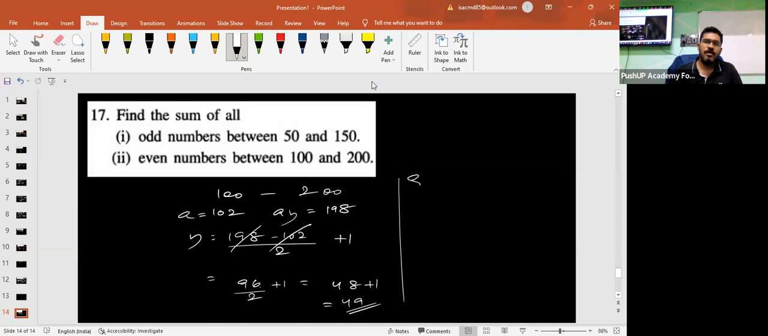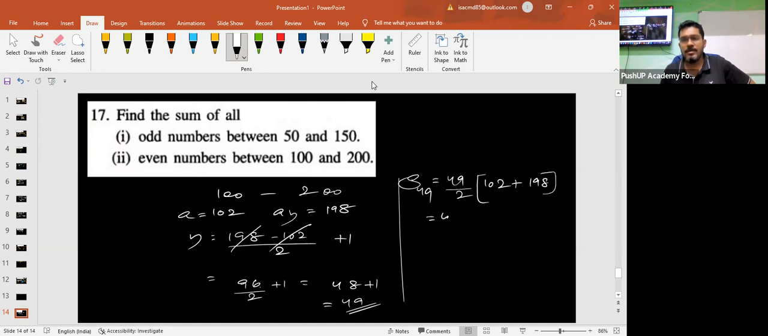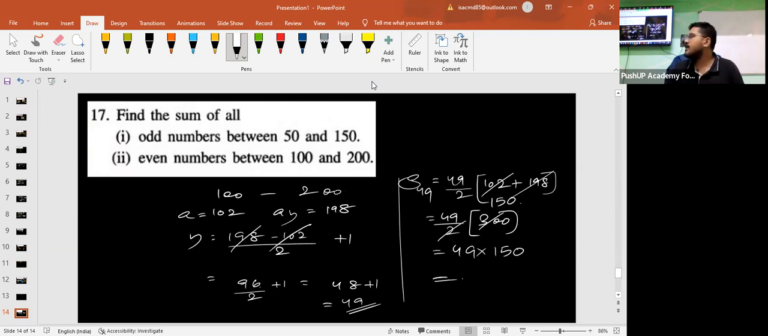Now let's find the sum of all the 49 terms. That would be 49 by 2 into a, the first term 102, plus the last term, which is 198. So you get 49 by 2 into 102 plus 198, which is 300. 2 into 150. So the answer would be the product of 49 and 150. What is the answer? How much? 7350. Good.